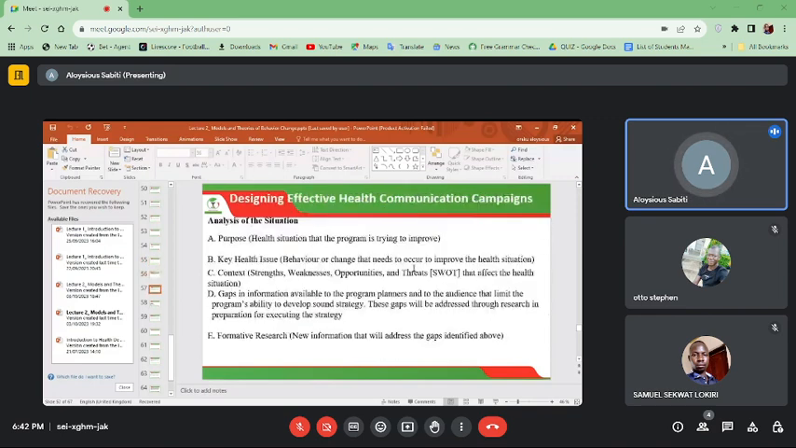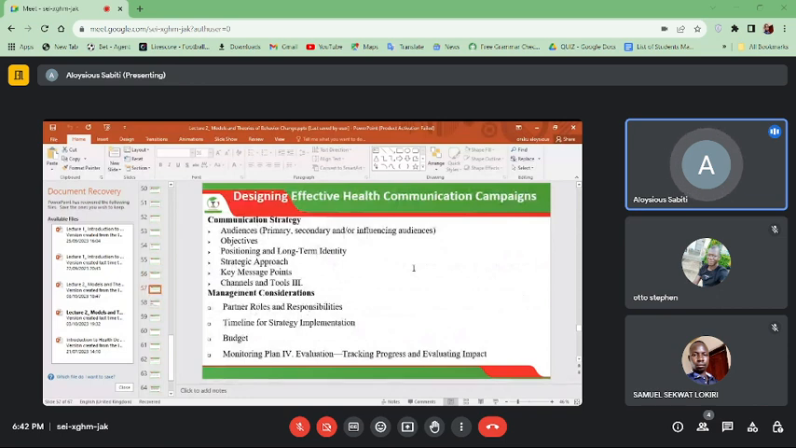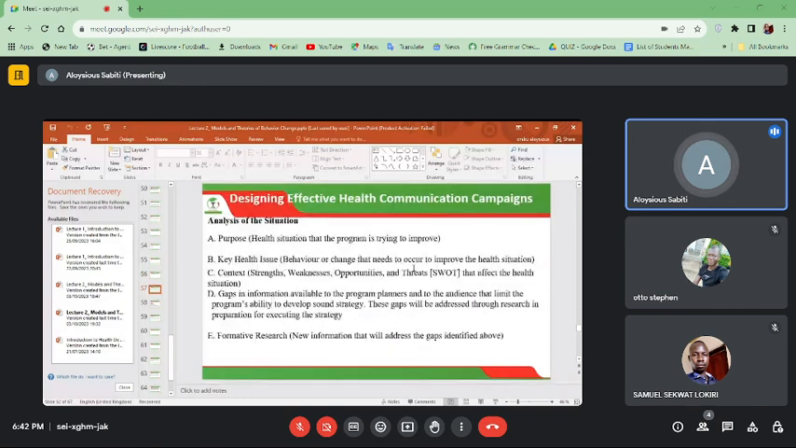So, how do we design an effective sexual reproductive health communication campaign? One, in this case study, is the analysis of the situation. Purpose, what is the health situation? We're looking at India. The health situation is HIV/AIDS. What are the key health issues?